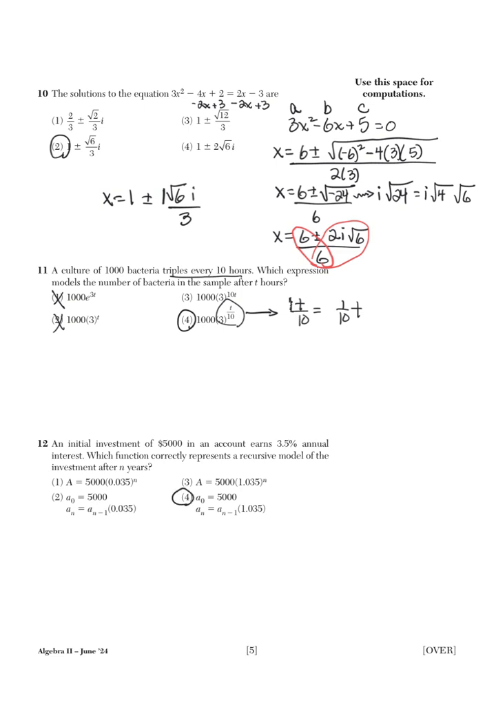Okay, number 12, the answer is choice 4. They asked for recursive, so I know it can't be 1 or 3 because recursive is always 2 equations. Okay, now the other thing is it's talking about an initial investment of $5,000 and it's earning 3.5% interest. So if you're earning interest, that means you have the full value of what you started with, which is your $5,000, plus your 3.5%. Okay, so think about it this way.